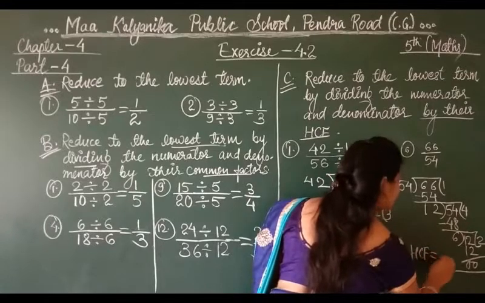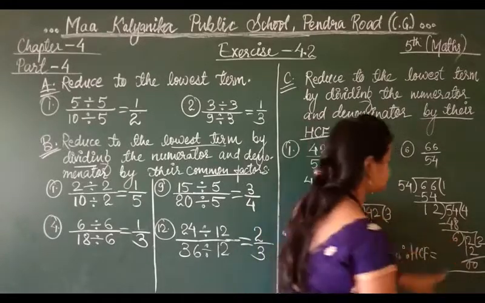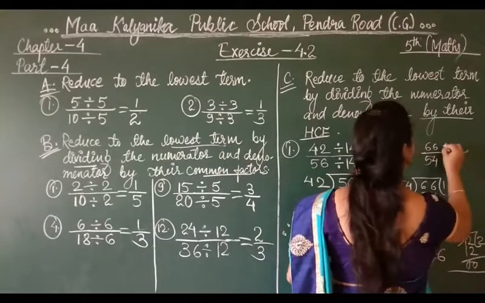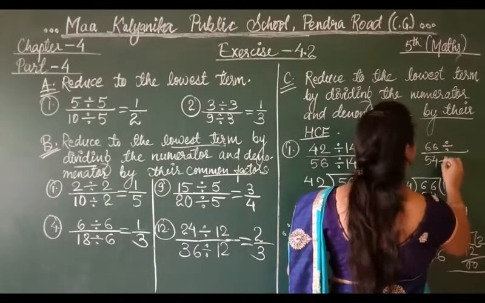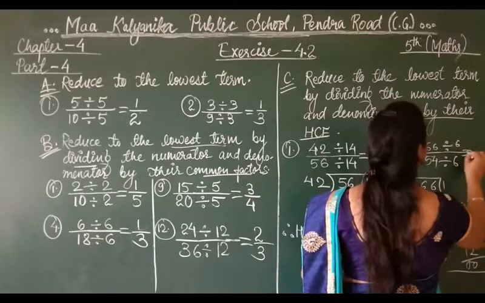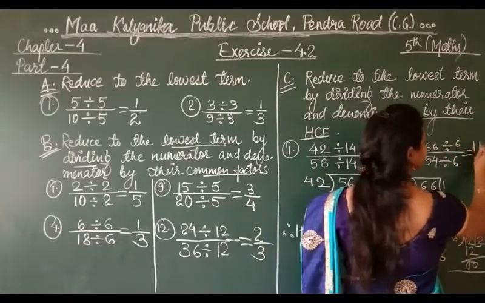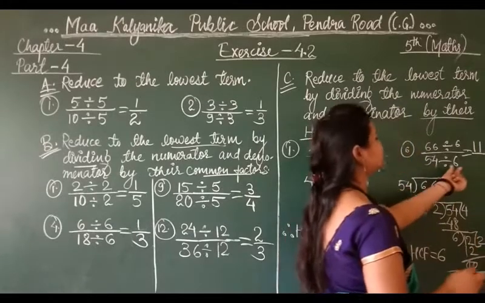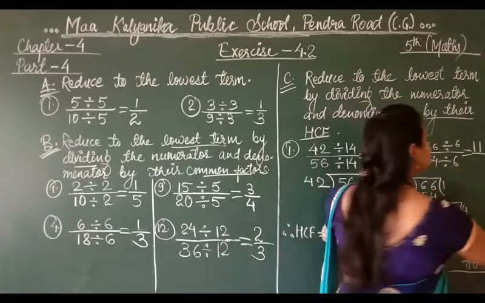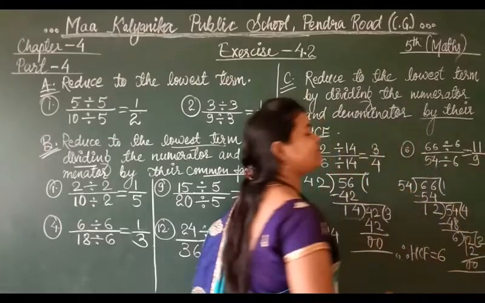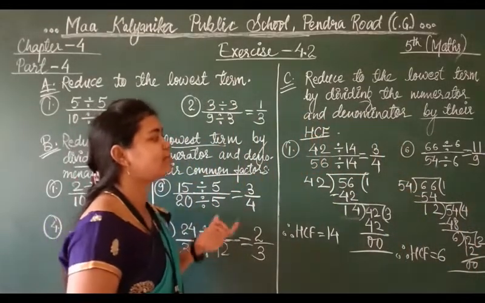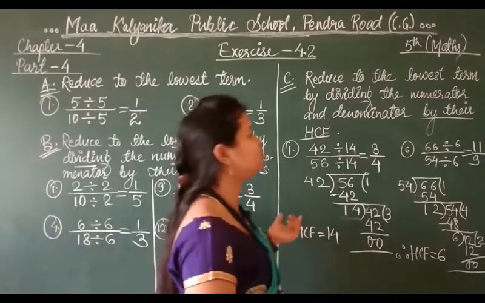HCF is equal to how much? Last divisor. This 6 is the HCF. So we will divide here by 6. So now directly the answer is 11 by, and here 54 divided by 6. 6 9s are 54. So 9 and 11 cannot be divided by any other common factor. So 11 by 9 is the lowest term here.